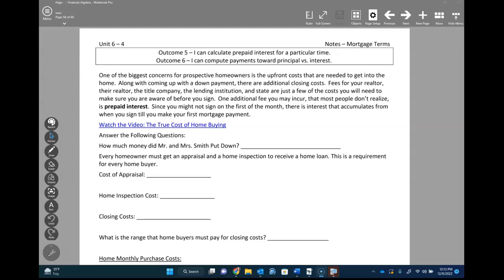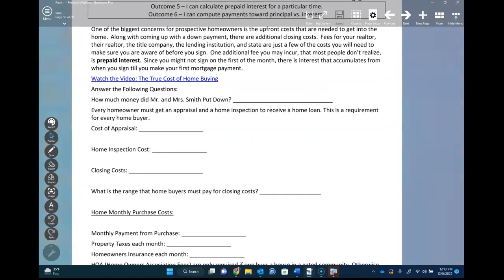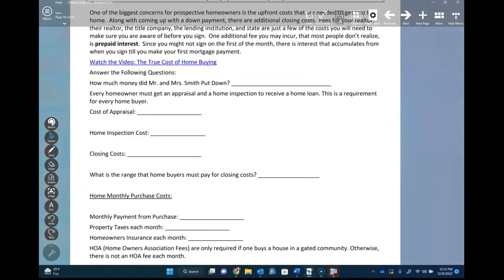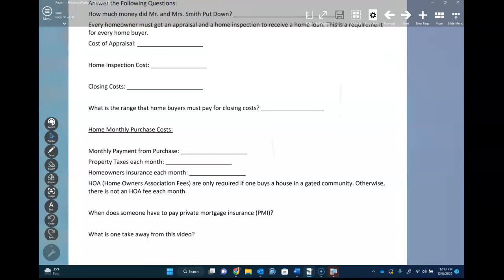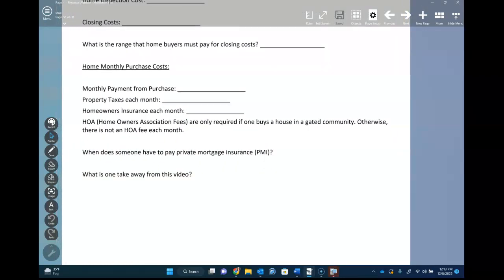If you watched through that video, it actually talked about a few of the initial costs for home buying. So for instance, not only did they have to put a down payment down, but they also had to get an appraisal and a home inspection. Those are required to get a home loan, like it says there. So that's not an option. If you're buying a home, you have to get those actually done, and then closing costs at the end. So go ahead and answer those questions and watch that video if you haven't done that now.